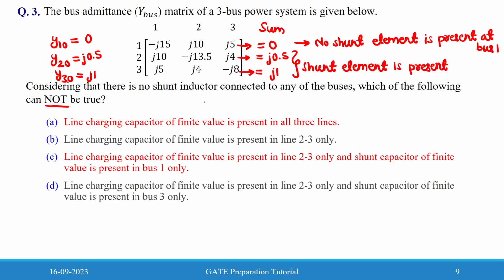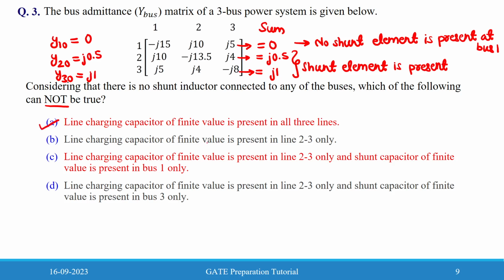So we have found out where the shunt element is present. From the options, we can see what they are asking. Line charging capacitor of finite value will be present at all three lines. So this will be incorrect. In this question, it is asked which is incorrect. So this will be the option, because in the first bus it is present. So this option will be incorrect.